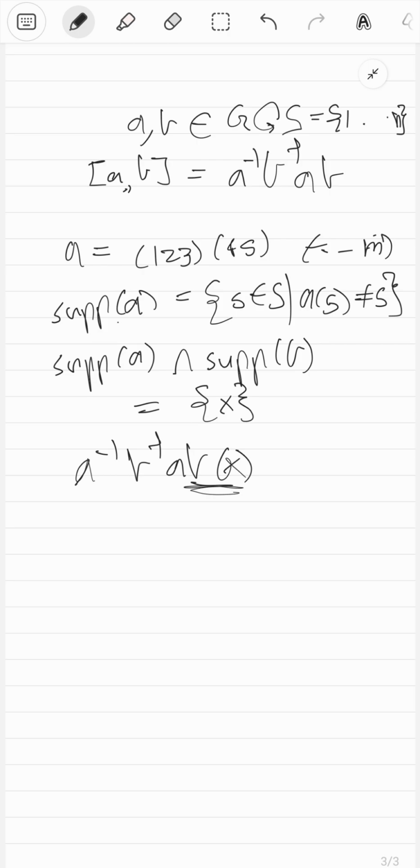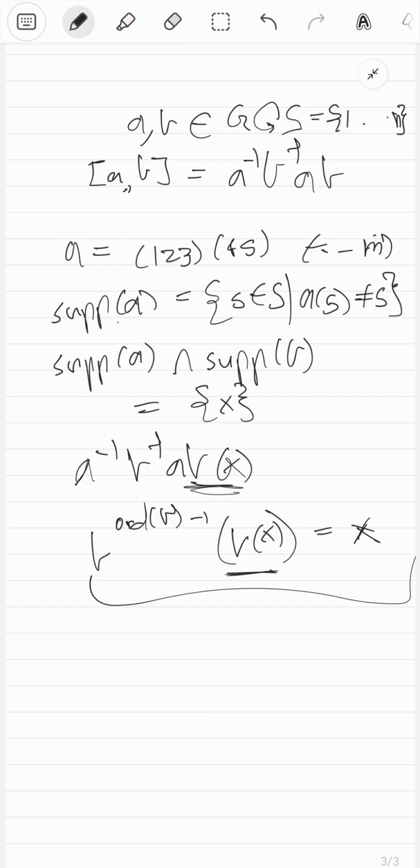Because in the end B has some order, right? So you just keep applying B a lot of times, B to the power of the order of B, and that is going to be identity. So you can think of it as B to the power of order of B minus 1 times B of X. That is supposed to be equal to X, right? So clearly B of X must change when you apply B on it, because if it doesn't change, then this equation does not make sense. In that case it would just be B of X over here.